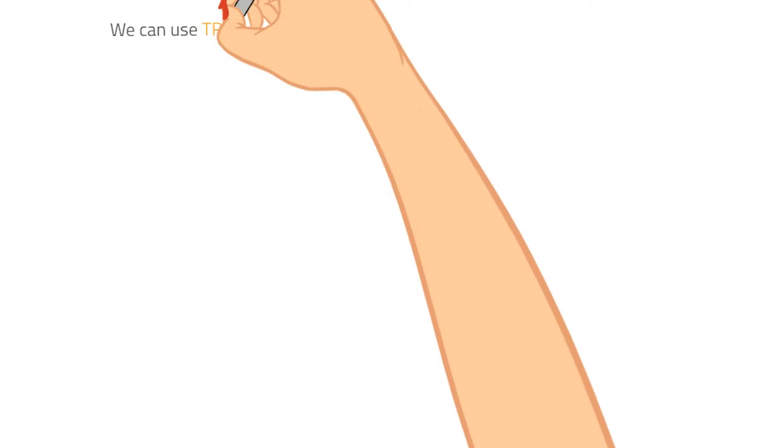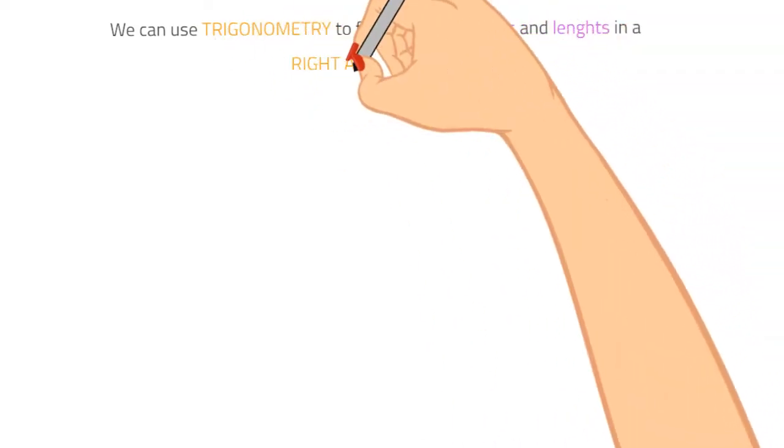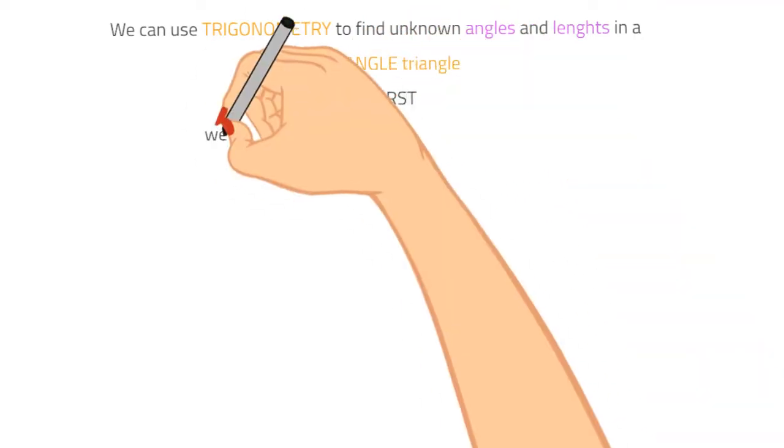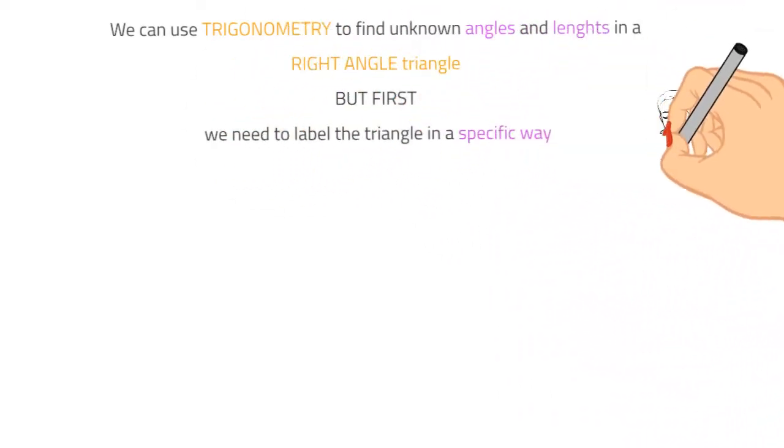We can use trigonometry to find unknown angles and lengths in a right angle triangle, but first we need to label the triangle in a specific way. I really recommend writing this down.